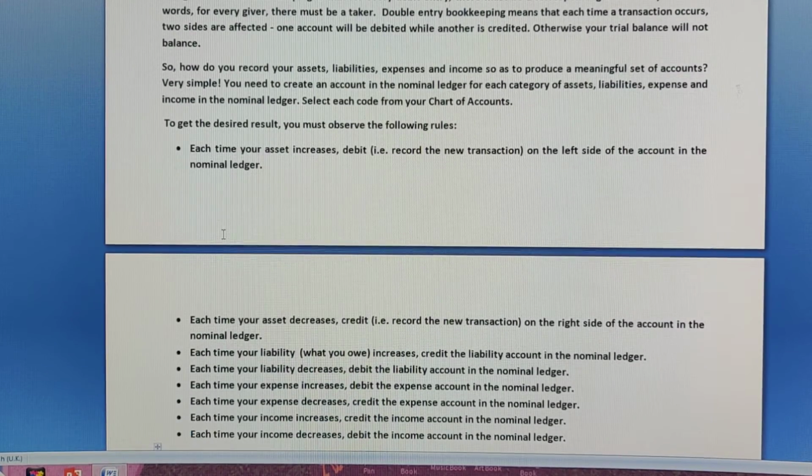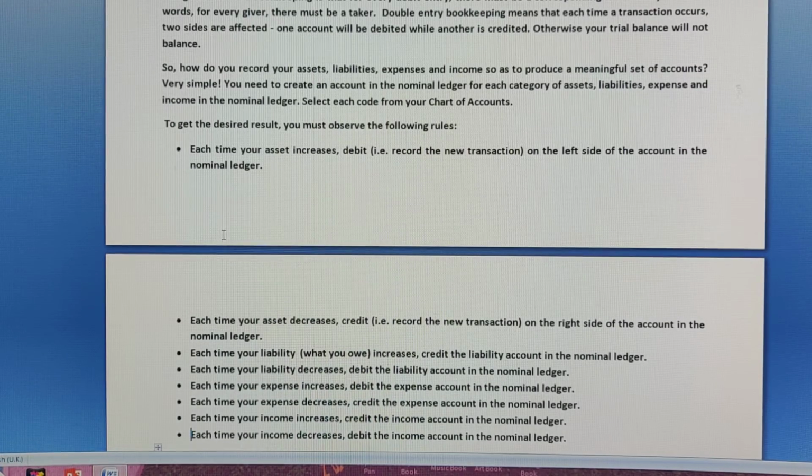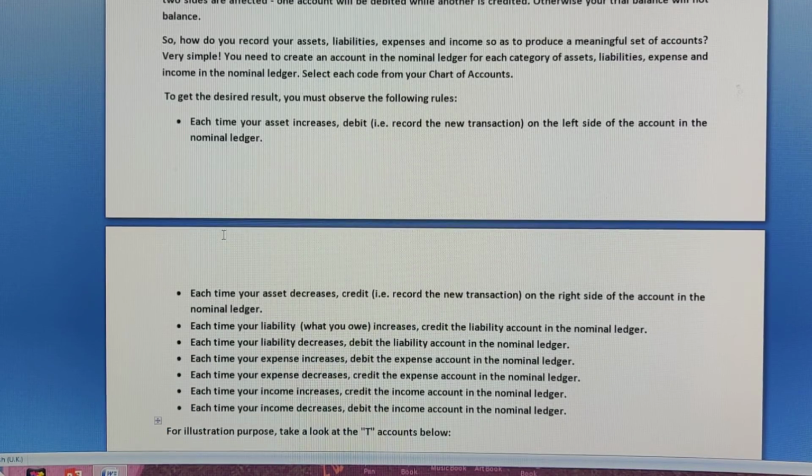Each time your liability, that is what you owe, increases, maybe you bought things on credit, credit the liability account in the nominal ledger, and by extension, your supplier's account. Each time your liability decreases, that is, maybe you paid some of what you owe, debit the liability account in the nominal ledger. Each time your expense increases, let's say you spend money to buy something, that's an item of expense, you have to debit that expense account. That is a debit item in the nominal ledger. Each time it decreases, credit the expense account in the nominal ledger.